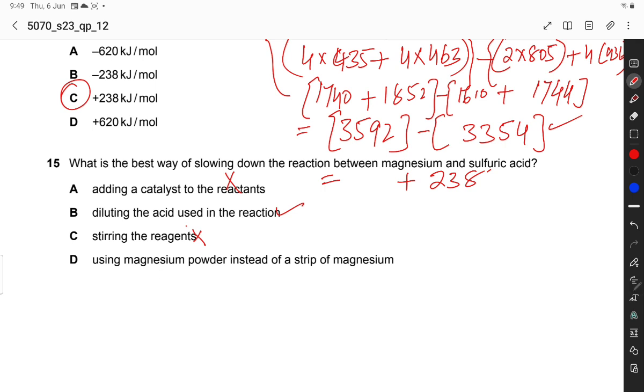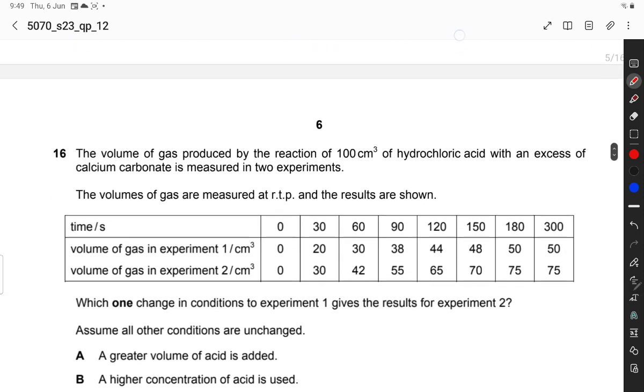not correct option. So diluting the acid, when we add water to the acid, it becomes dilute and it is the only way to slow down the reaction between magnesium and sulfuric acid. So B option is correct option.